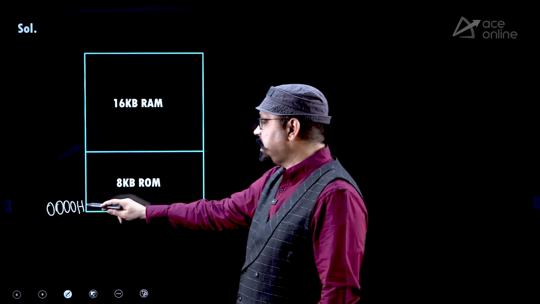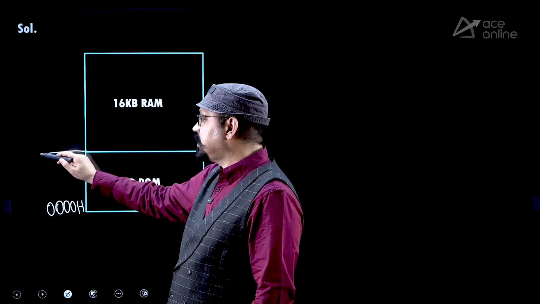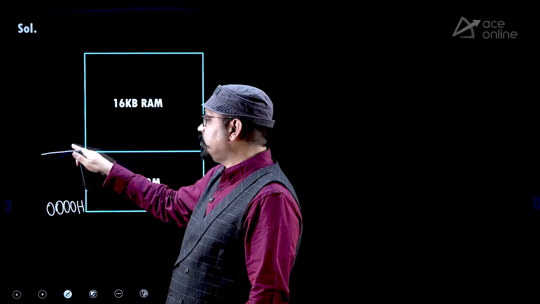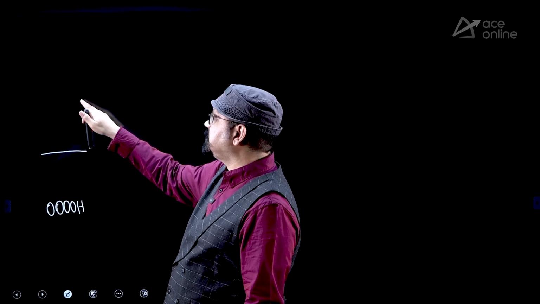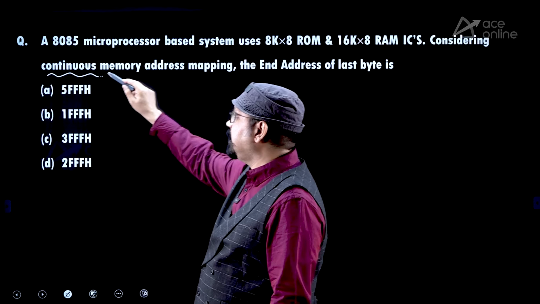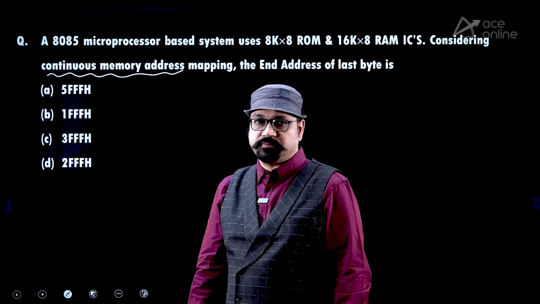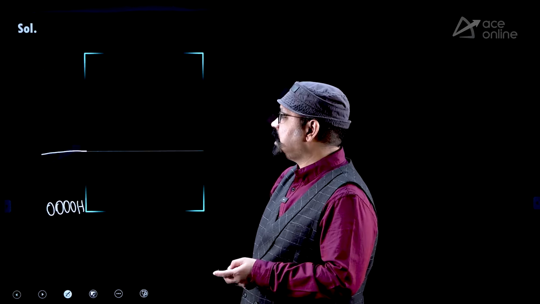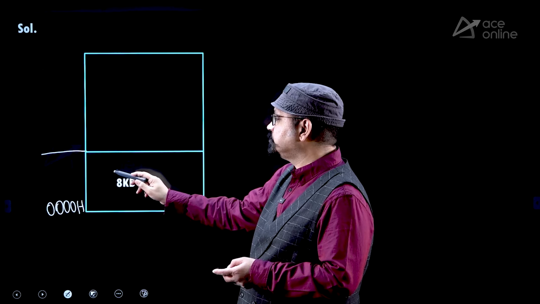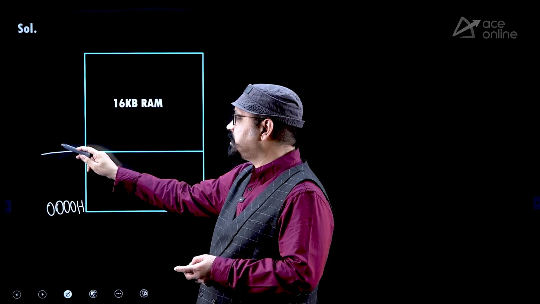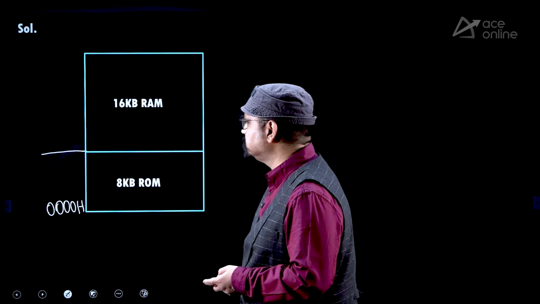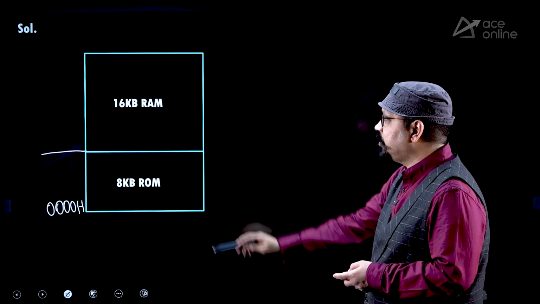So, we know the starting address of ROM, and we calculate the end address of ROM. Then what about the next address? This information is given here: continuous memory address mapping is used. RAM is going to start immediately after ROM, so it starts at whatever the next address is, then we calculate this. No other information is given, only sizes are given.